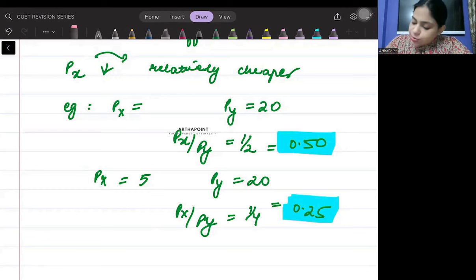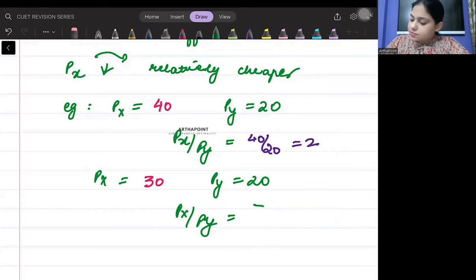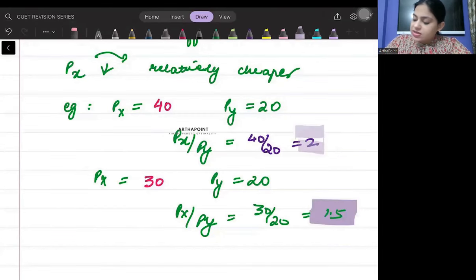Also, if good X had been expensive, like the price of good X was 40 and it went to 30, then also the same concept holds. Here the relative price would be 40/20, so 2. And here the relative price would have been 30/20, so 1.5. So the relative price is going down only, right? Relatively, the good is becoming cheaper. So if the good is becoming cheaper, you will increase the demand of the commodity.